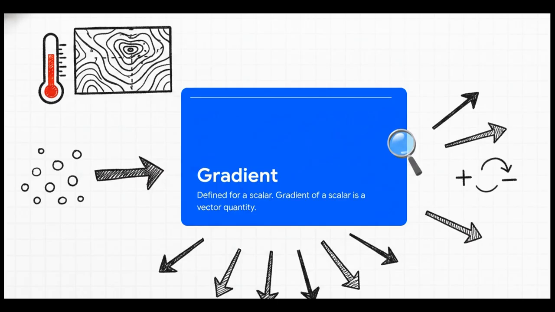Okay, before we even look at a formula, it really helps to mentally prepare for what this operator actually does. Think of it as a transformation tool. There is a non-negotiable foundational rule you have to know right away. It is defined for a scalar. You literally cannot take the gradient of a vector. The gradient of a scalar is always a vector quantity.